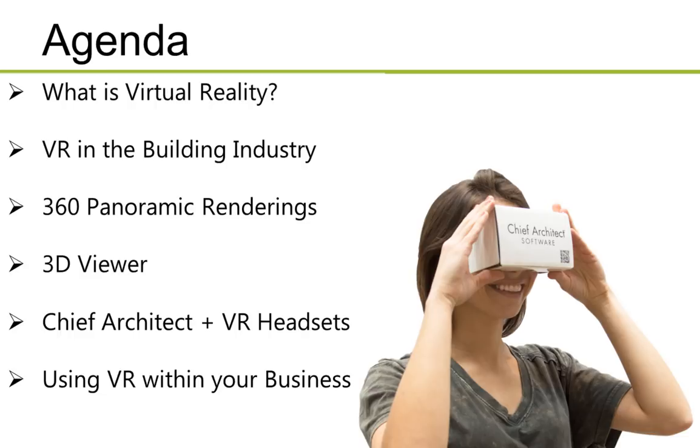We're then going to jump into Chief Architect desktop software and see how you can export 360-degree panoramic renderings, interactive 3D viewer models, which you can view on our free mobile app, and use Chief Architect with high-tech virtual reality headsets. We will then discuss how you can use these different virtual reality features within your design business. So let's get started.